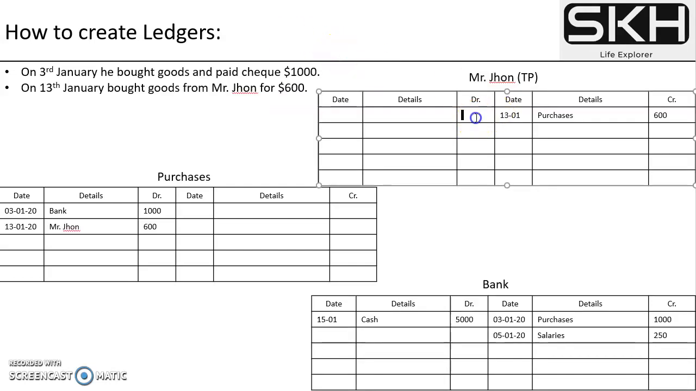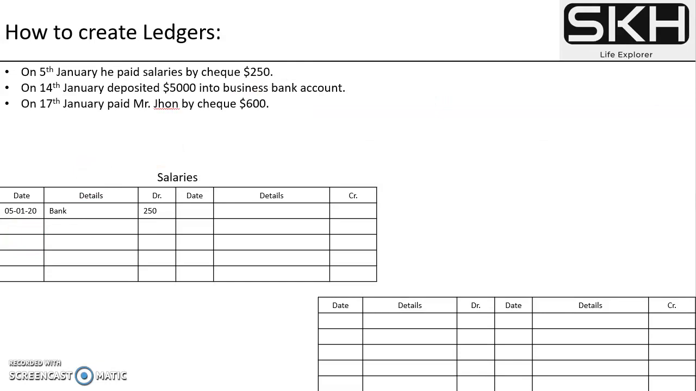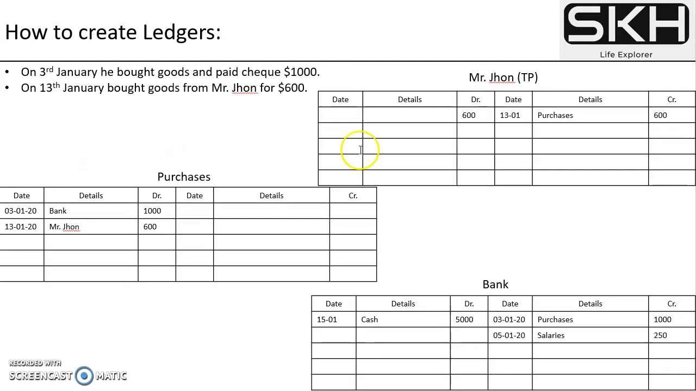So I'll go to Mr. John's account. I'll write the amount on the debit side, with the date. Let me check. It is 17th of January. So I'll put the date here, 17th of January 2020, and I'm paying it by check. So the bank account will come here, and in the bank account, as the money is going out, 600, the reason is Mr. John, and the date is 17th of January 2020.